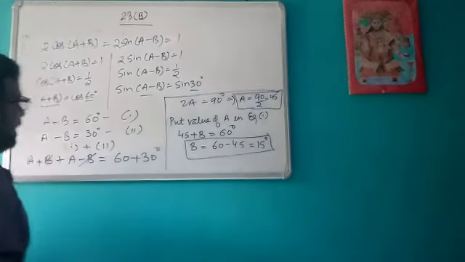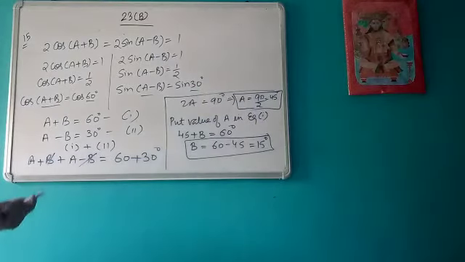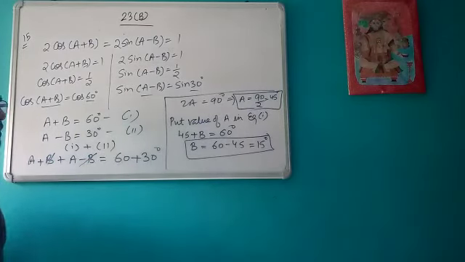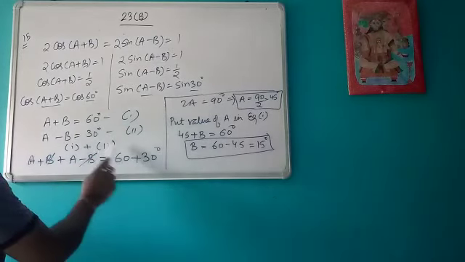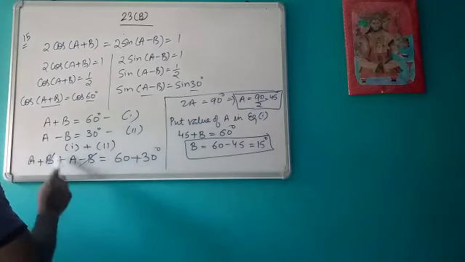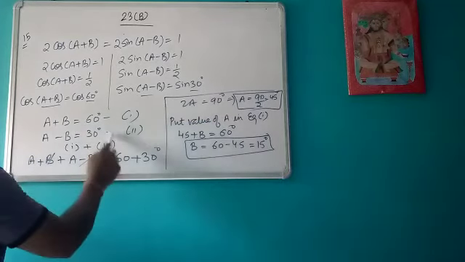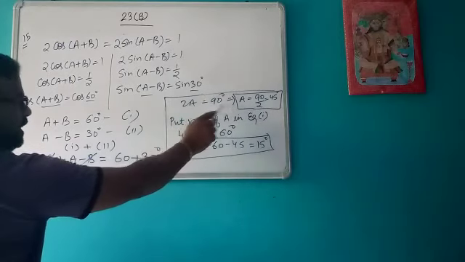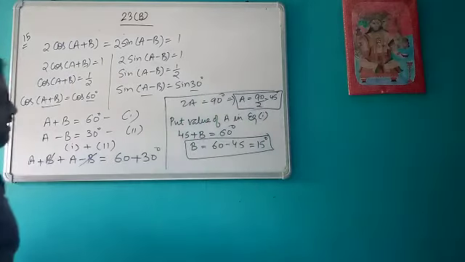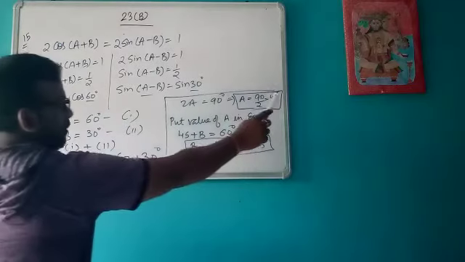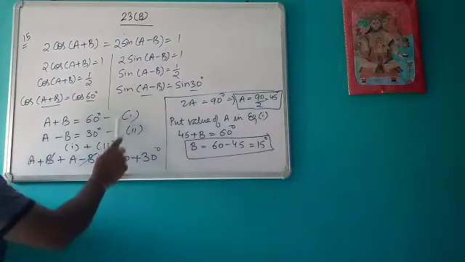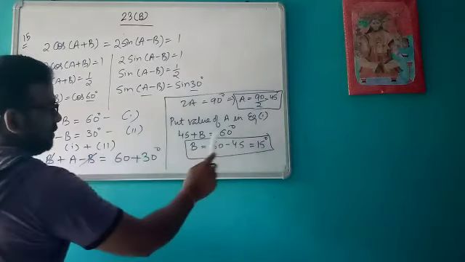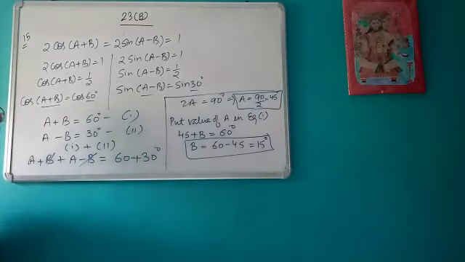Now since we have to eliminate one of the variables out of these two equations, either you can add these two equations or you can subtract. I have added these two equations. So A plus B plus A minus B, 60 plus 30. So B and B cancel, you will get 2A is equals to 90. So what is A? 45 degree. Then this value of A you can put in any of these two equations, either 1 or 2. I have put the value of A in equation 1. So I get the answer as B is equals to 15.